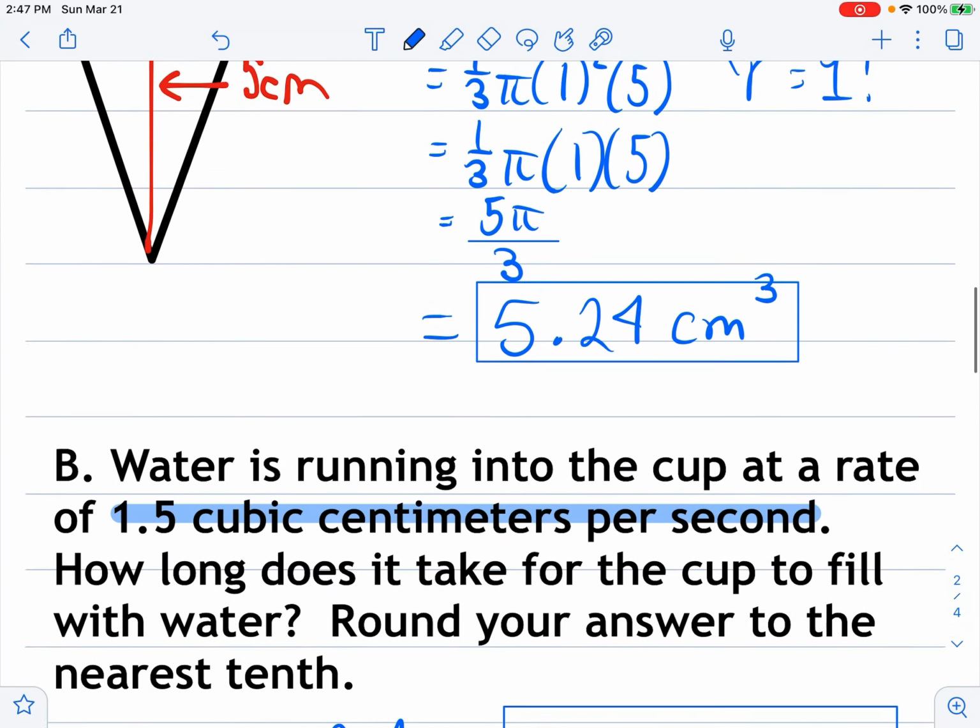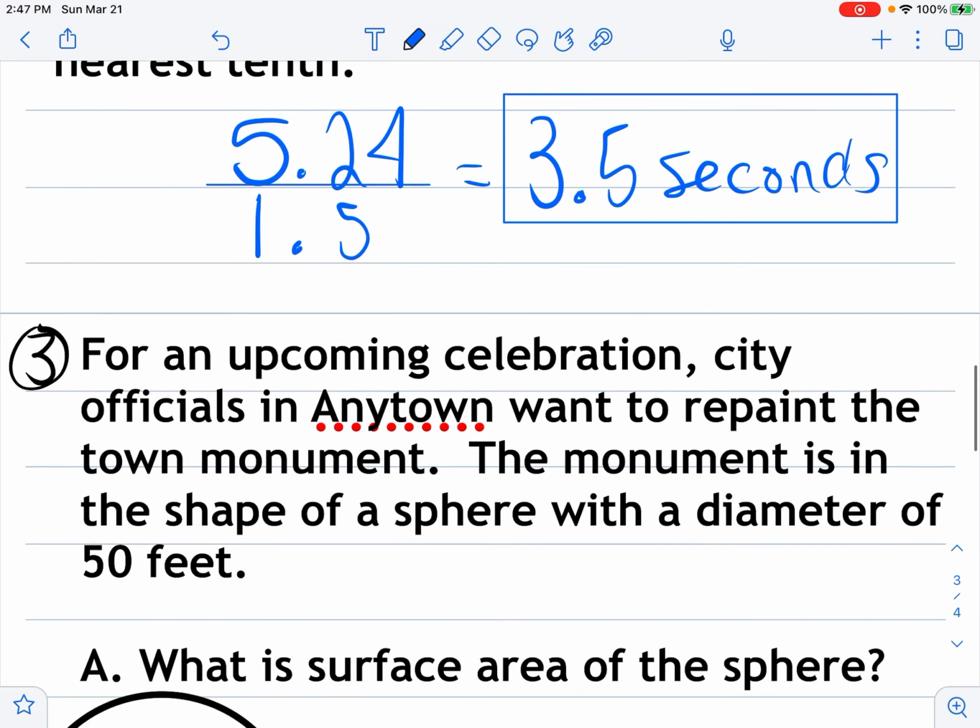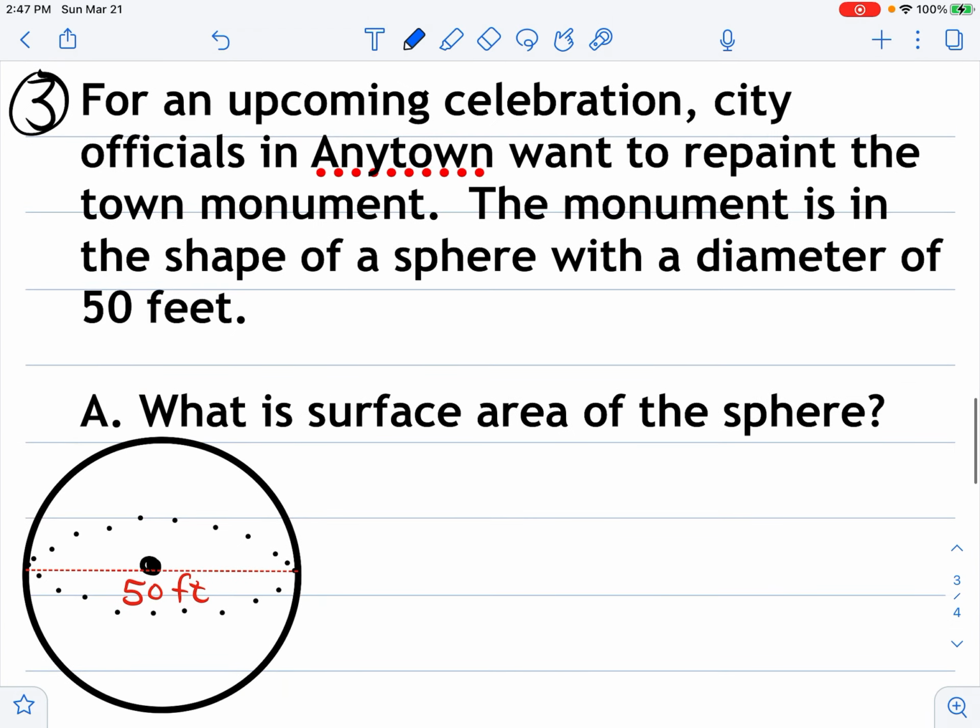All right, now we're going to go to problem number 3. Okay, and this time we're going to use a sphere. And I'm going to stop here and let you mark the text, read the problem, and then find the surface area of this sphere.